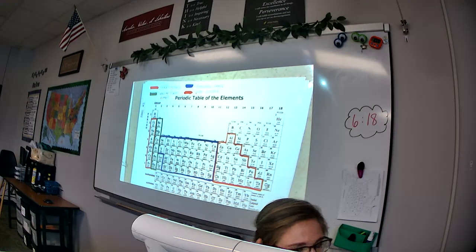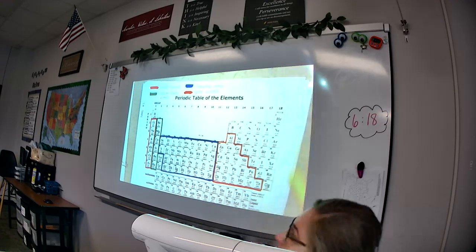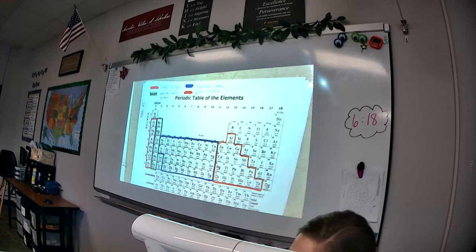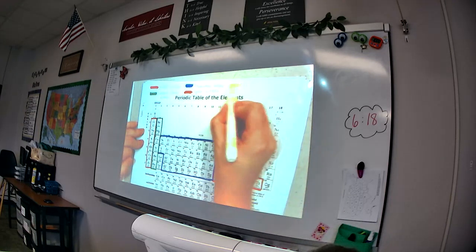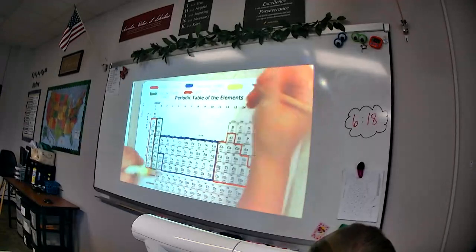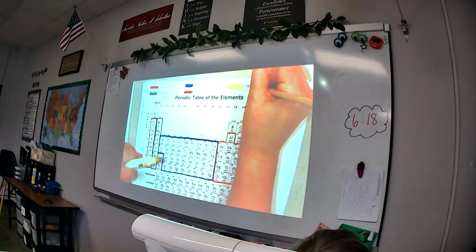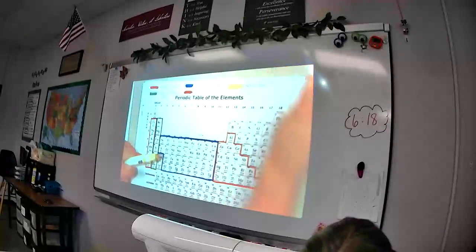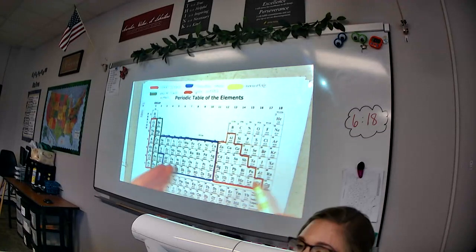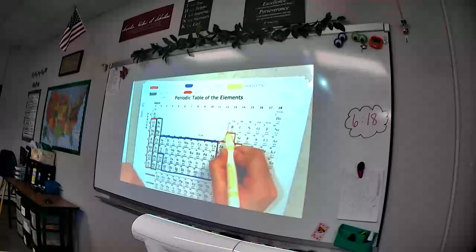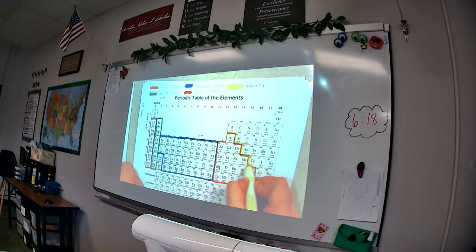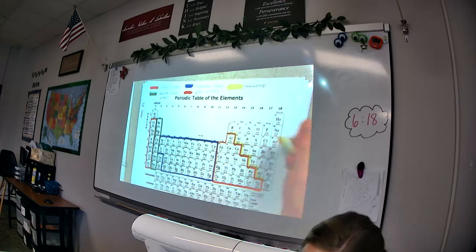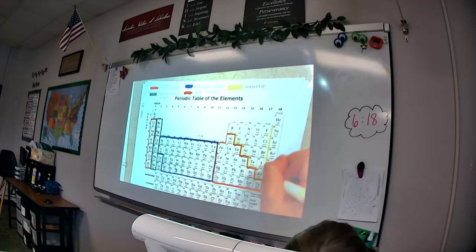Okay. Next, we'll move out of the metals into the non-metals. It's going to be our next group. Okay. Now, that is the other side of the stair stepper. Except it does not include group 18. So not that last column.